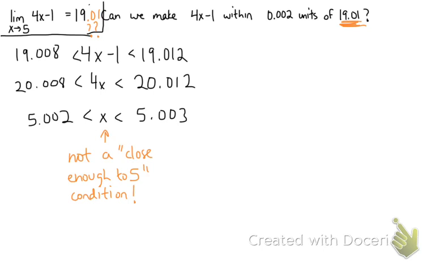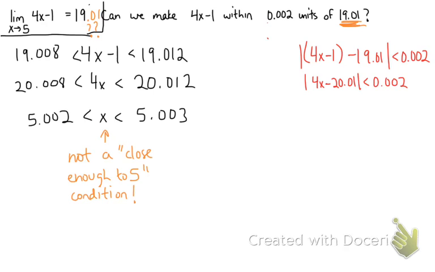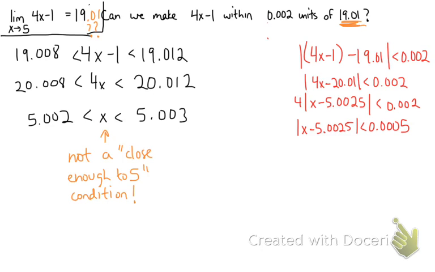So it's not super close to 5. It's super close to 5.001, but that's not 5. Okay, so this isn't the right kind of condition. If we do it with the absolute value procedure, function minus this limit I'm thinking about, that distance less than 0.002, do some simplification, still can factor out a 4, although it's not as nice. Divide everything by 4. And this gives me the same information as on the left.